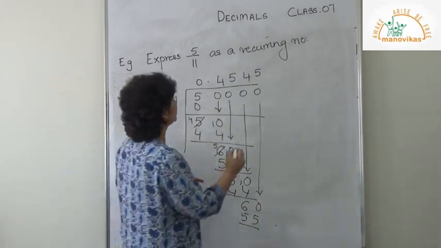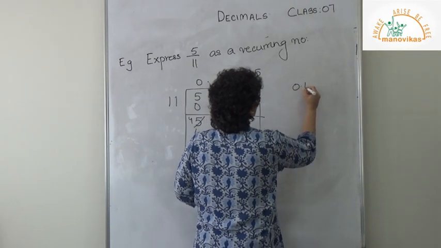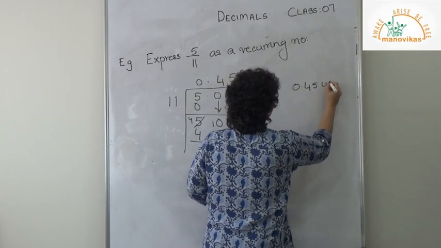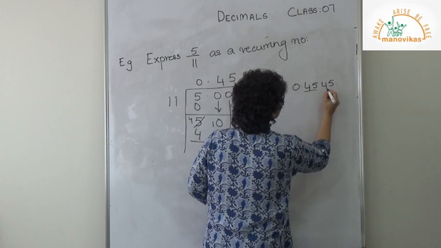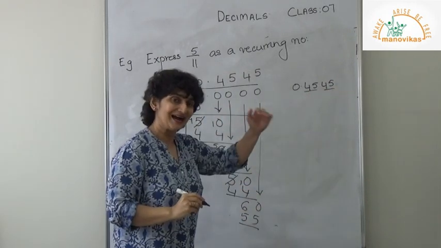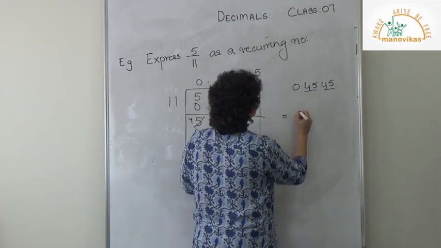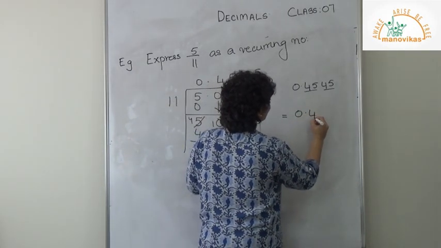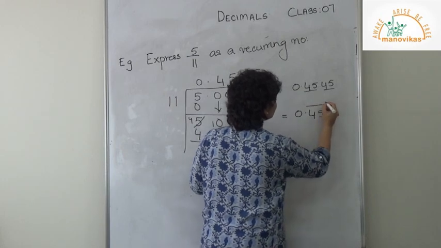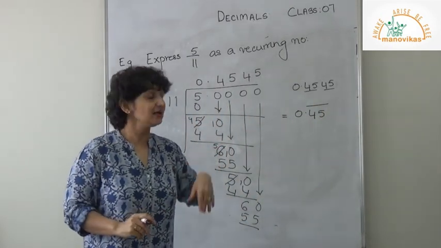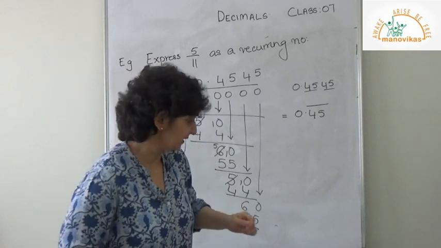So did you understand? What is my answer here? I get 0.4545. It is this number which repeats. I needn't write it again and again. All I need to do is 0.45 bar. Have you understood? Now let's move on to another topic.